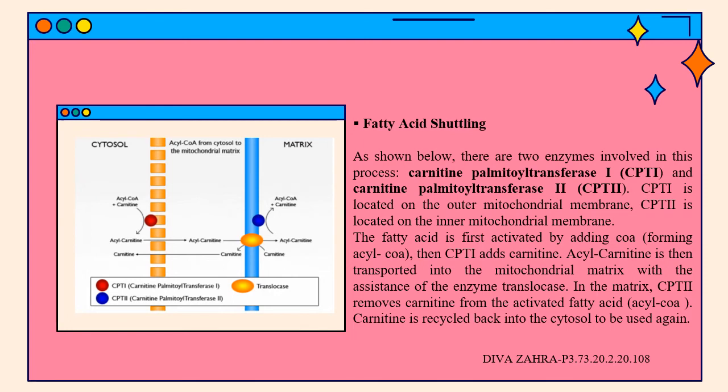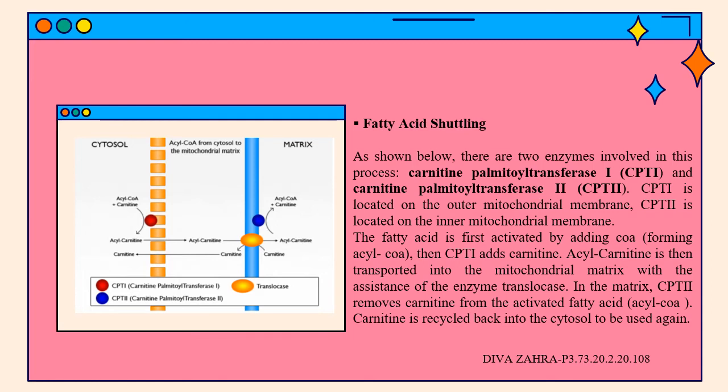And then is fatty acid shuttling. As shown below, there are two enzymes involved in this process: carnitine palmitoyltransferase 1, or CPT1, and carnitine palmitoyltransferase 2, or CPT2. CPT1 is located on the outer mitochondrial membrane. CPT2 is located on the inner mitochondrial membrane.